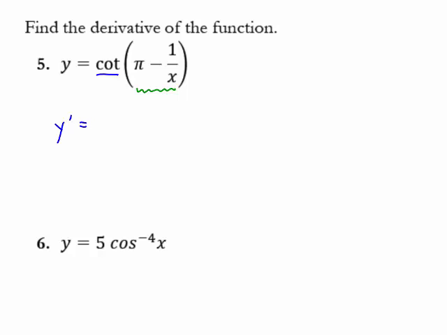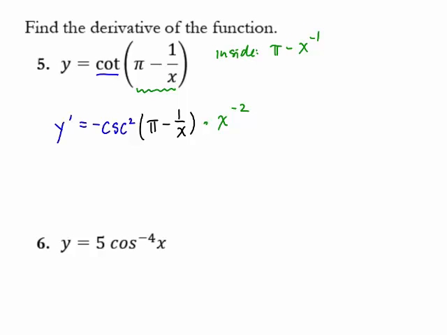The derivative is the derivative of the outside, leave the inside alone, times the derivative of the inside. So the derivative of the outside function, cotangent, is negative cosecant squared. Leave the inside alone, pi minus 1 over x, and multiply by the derivative of the inside. So the inside function is pi minus 1 over x, or x to the minus 1 power. When we differentiate that, we get positive x to the negative 2.